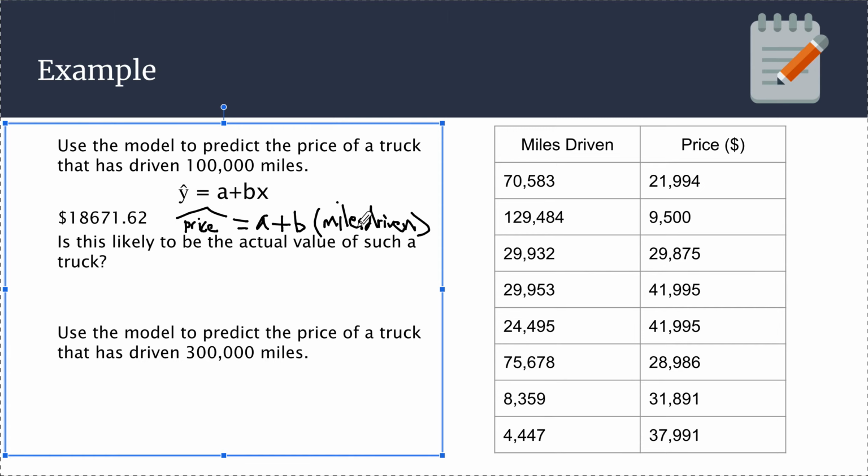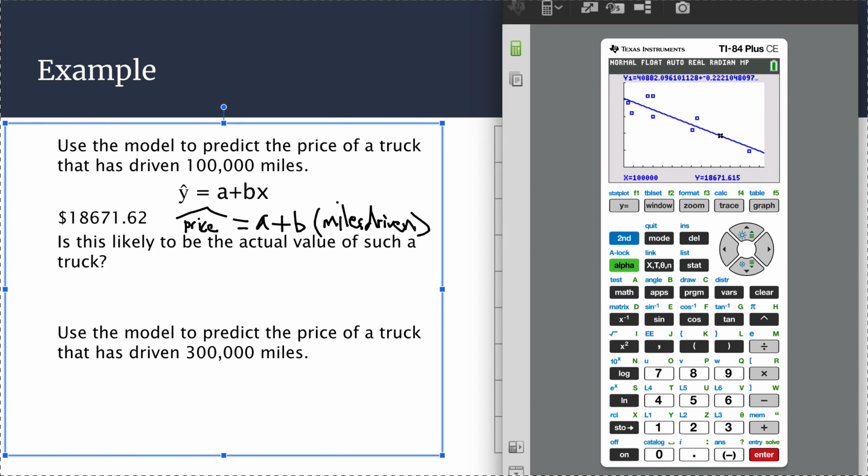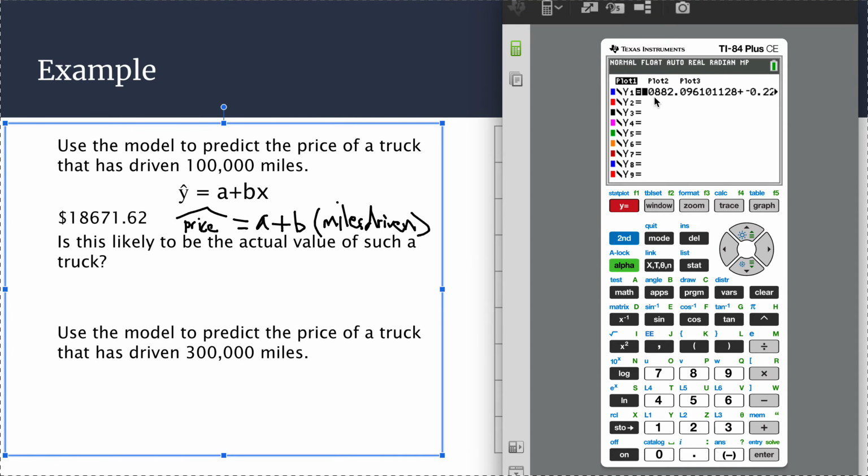Right. Again, you can do this by hand using those numbers that we got. You can make your own equation, plug it in, and work out by hand, 40,882 point whatever, plus negative 0.22, whatever, times 100,000, work that out. But we can also just use the calculator to do it, and there we go. Our predicted price is about $18,671.